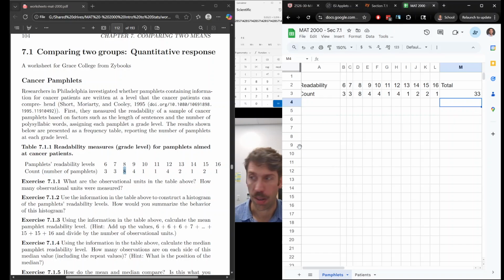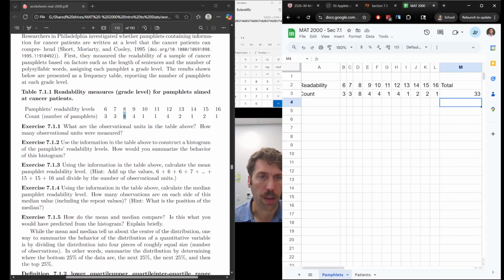observational units. Okay, so use the information in the table above to construct a histogram of the pamphlets' readability levels. How would you summarize the behavior of this histogram? The fastest way to do this is just to do it on paper and then take a picture on your phone and add it into the document.